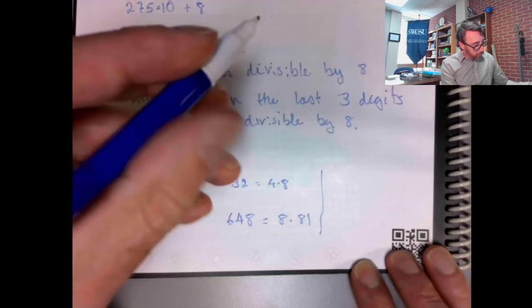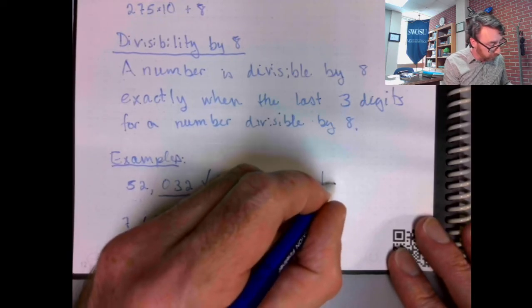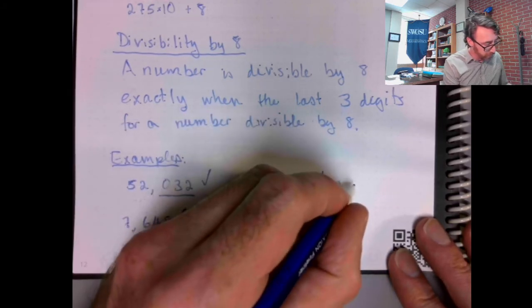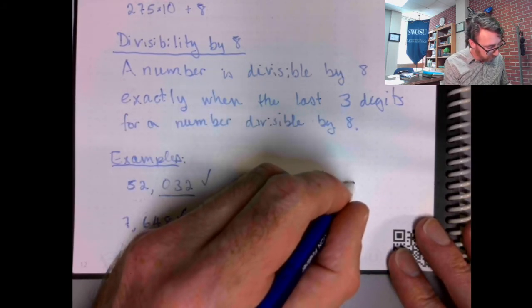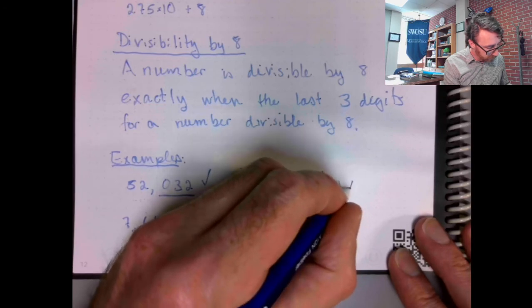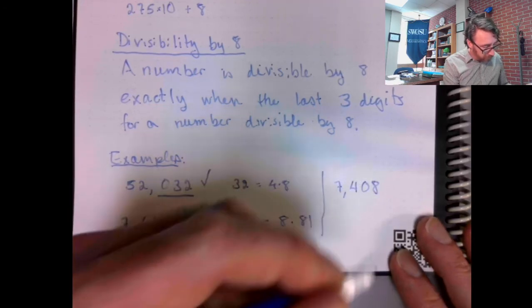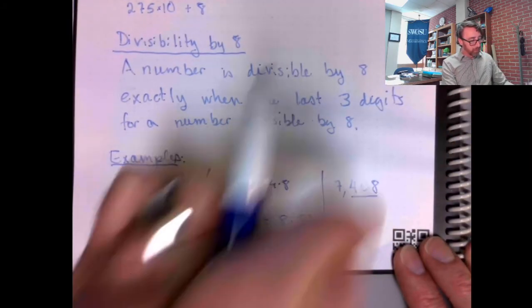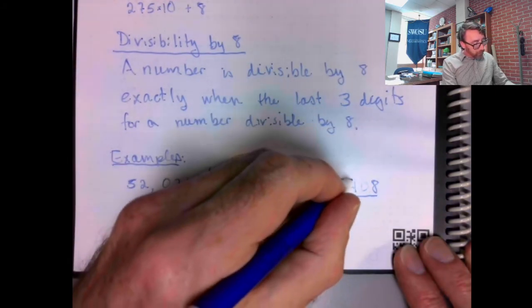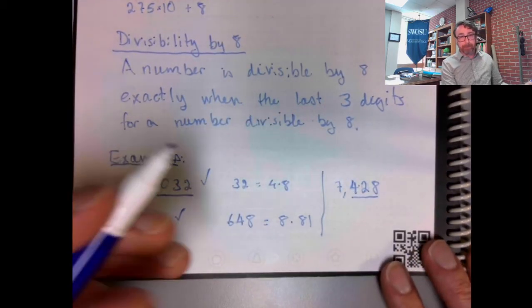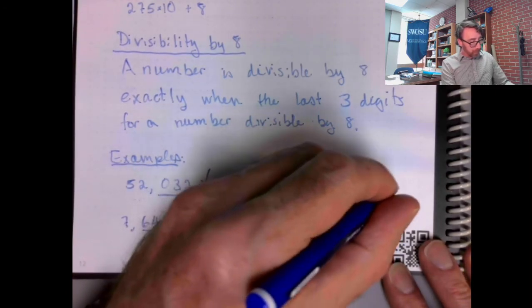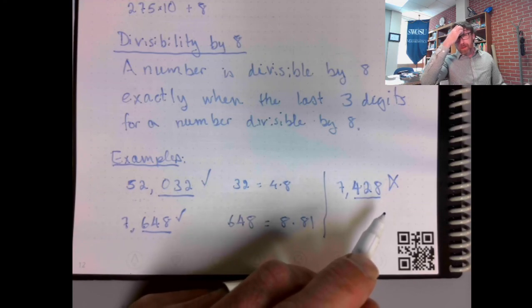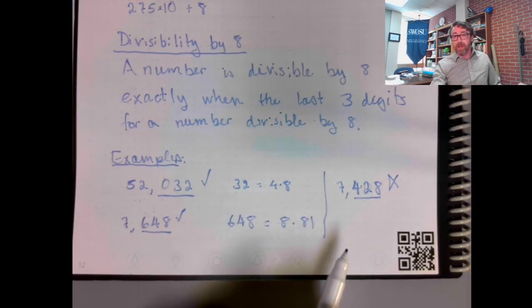Let me do an example where the test shows it's not divisible. Let's do 7,000, and let's do something that's kind of close. 408. Okay, we're looking at that last bit. Ooh, that was divisible by 8. 7,428. Okay, 428 is not divisible by 8, as you can check. So this number is not divisible by 8.